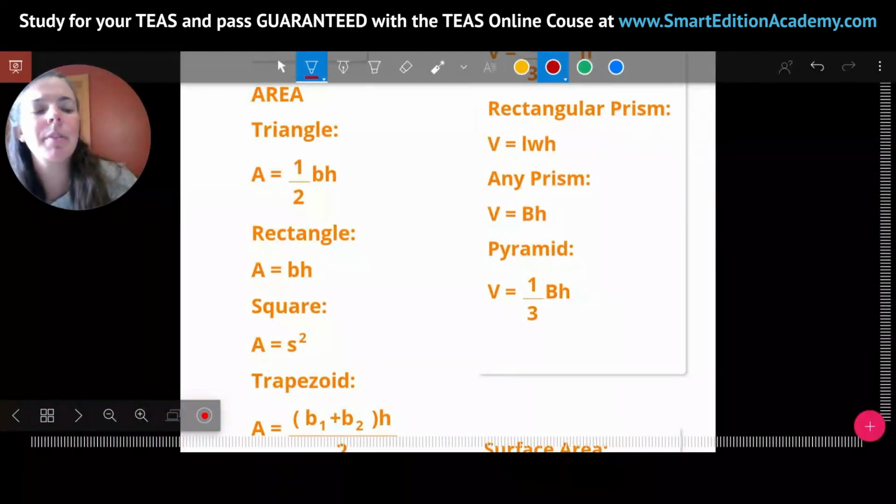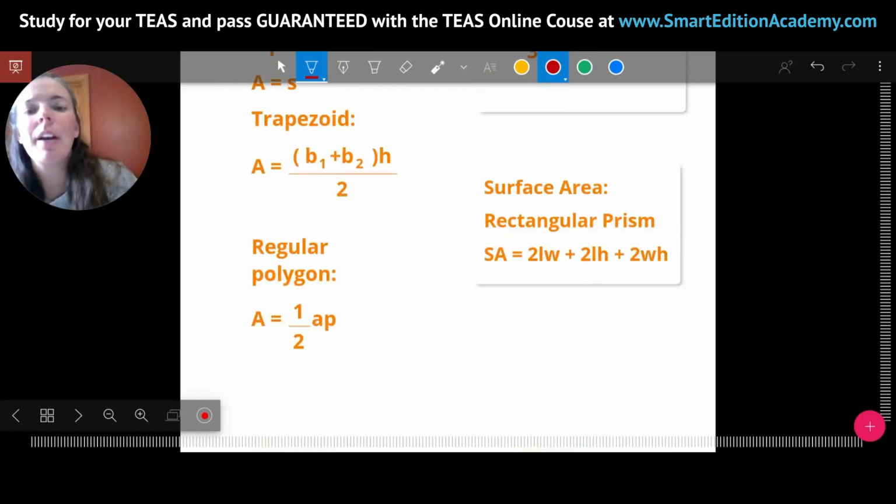And then right at the bottom, just to wrap it up, I also have surface area, and then the area of a regular polygon is down there at the bottom. So these are formulas that you will want to have handy, find ways to study and memorize these, okay? So let's look at a few examples.